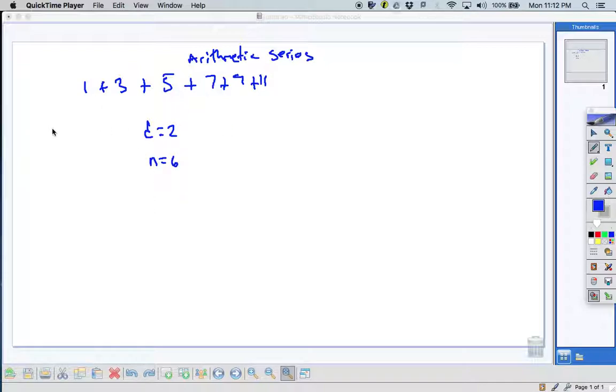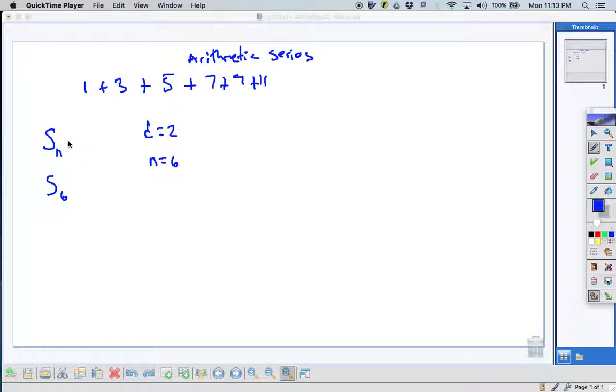And what you're going to have is this big fancy letter S, and then we often put an n there. So in this case, I'm looking for S sub 6. That's the specific case for this n. And this S is standing for sum. So a series is a sum, a summation, and we want to add up all the numbers.